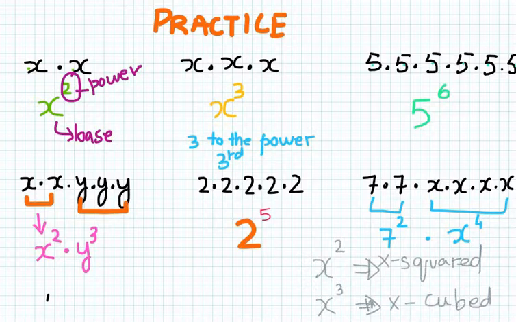एक दफ़ा जल्दी से हम रीड करके इनको देखते हैं. x squared, x cubed, 5 to the power 6, x to the power 2, y to the power third, or x squared, y cubed, 2 to the power 5th or 2 to the power 5, 7 squared and x to the power 4.